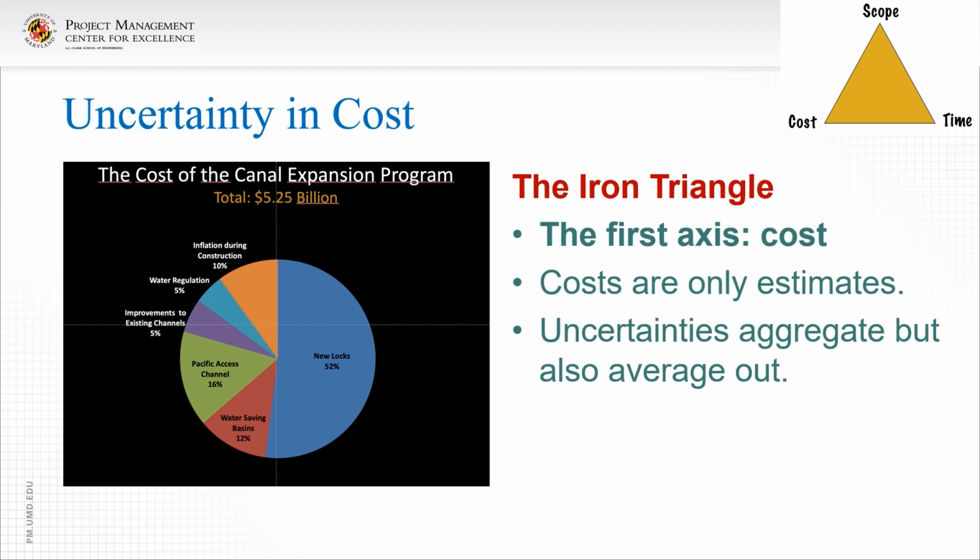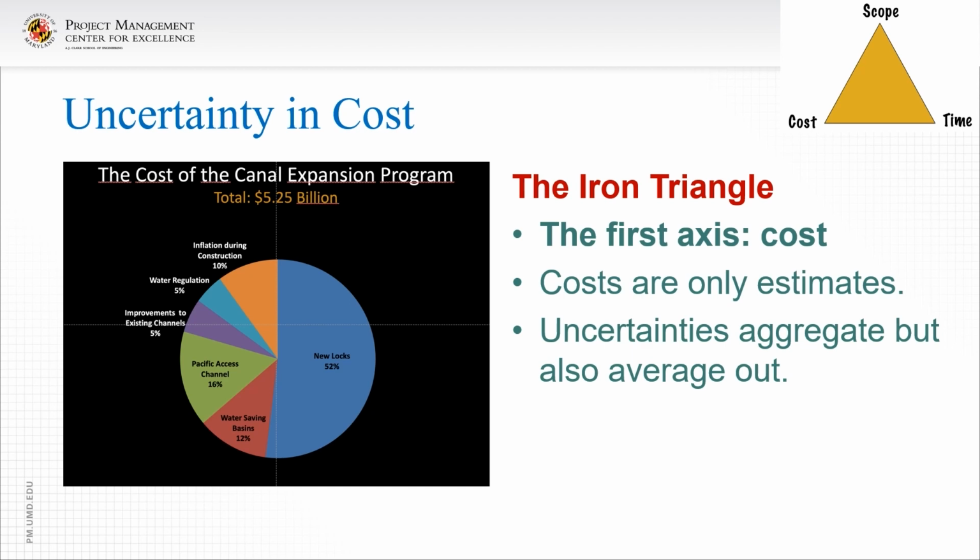The good news is that a budget is a relatively simple mathematical structure. We just add things up, basically. And so the uncertainties aggregate. The uncertainties become larger as you add them all together, but they also average out, right?